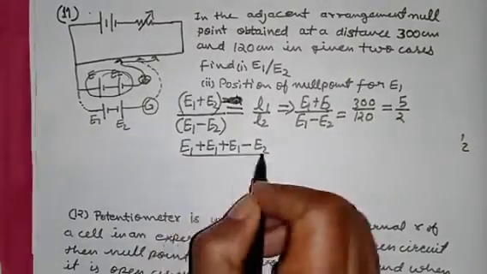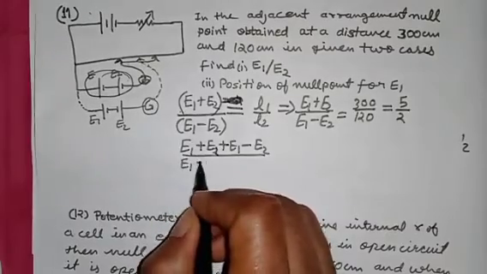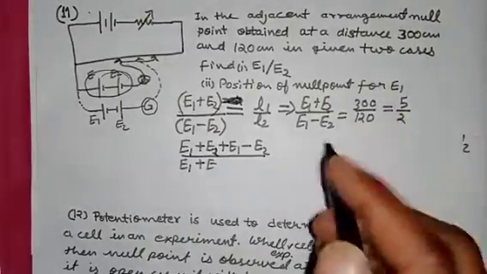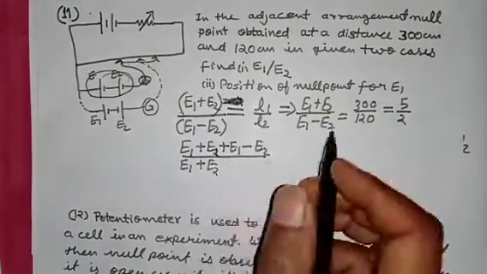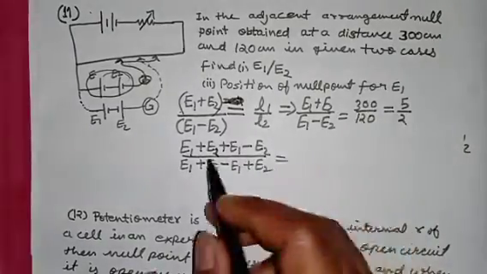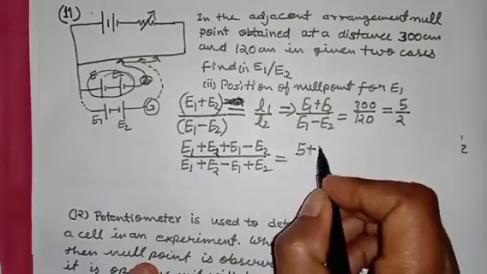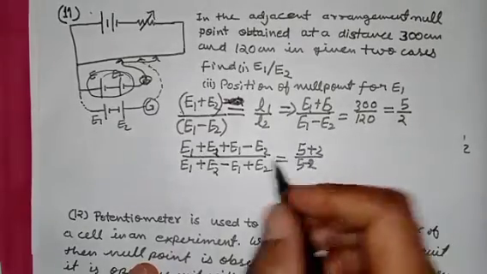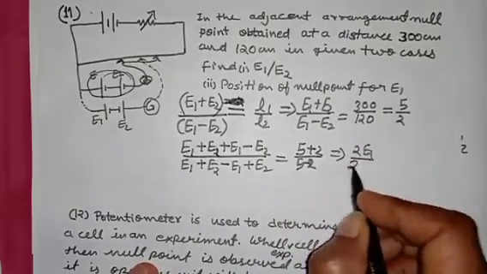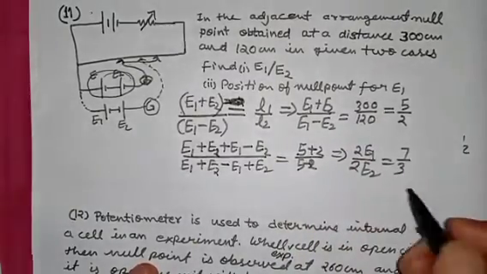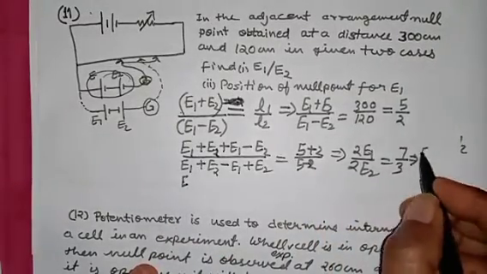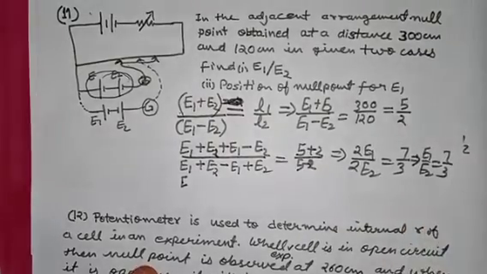I hope you people are getting it. Otherwise you can just cross multiply it, rearrange, and then find E1 by E2. I use this way. As we did here, we will do here also. So now it will be 2E1 upon 2E2, and that is equal to 7 by 3. So E1 by E2 is 7 by 3.